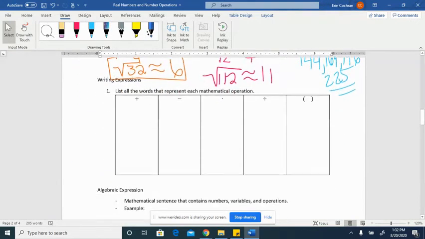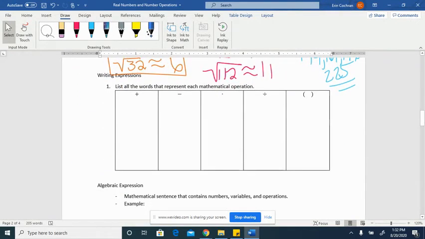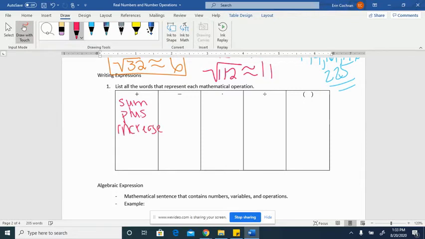Moving on. All right. Now, writing expressions. Okay. So what are some words that represent addition here? This is a plus sign. So we could use sum, plus, increase, increased by, add, addition, in total, things like that. Remember, sum represents the answer to an addition problem.